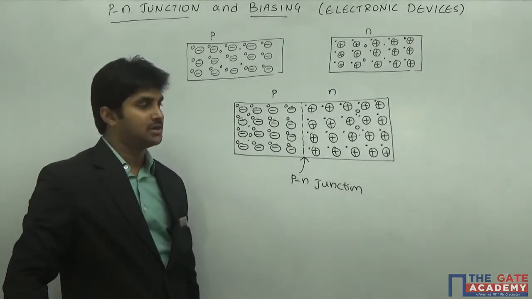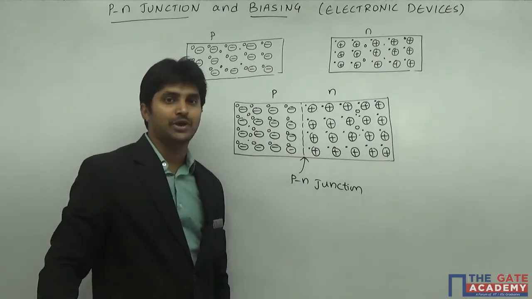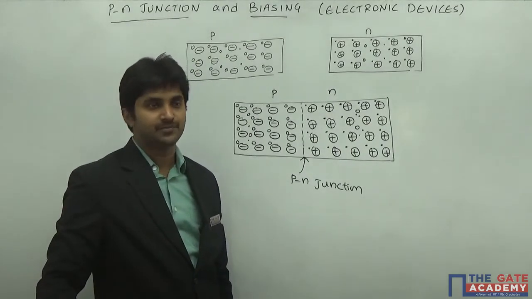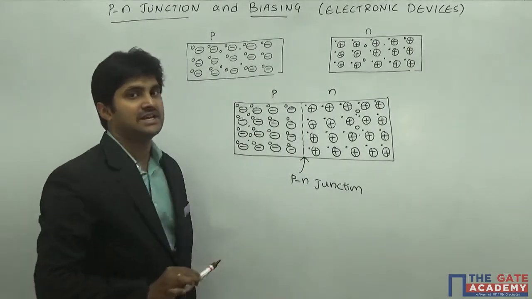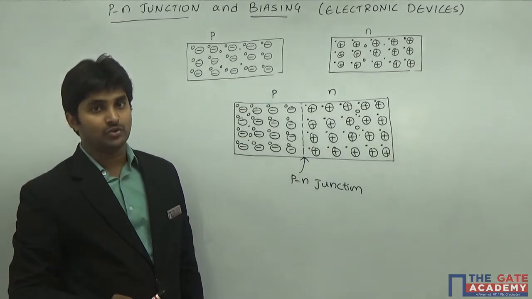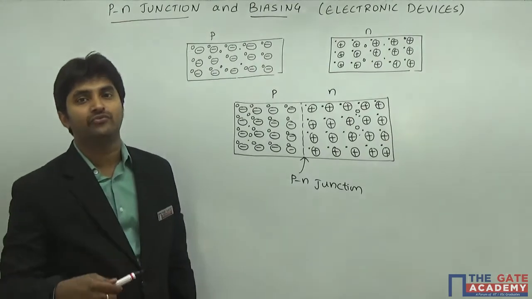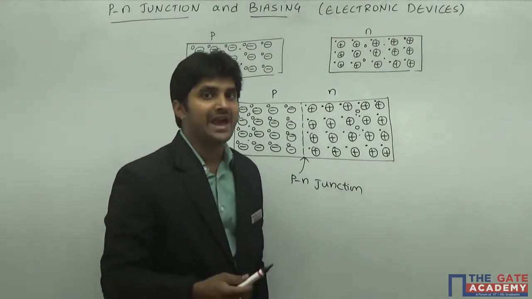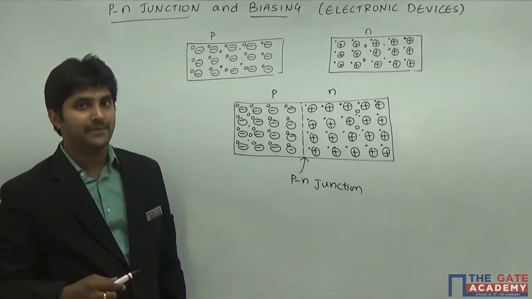where there is a merging of the p-type and n-type regions. Now it is very interesting, because one region is completely different from the other region. One region has holes as the majority charge carriers, and the other region has electrons as the majority carriers. So we know that whenever there is a high concentration of carriers at one end and a low concentration at the other end, what is going to happen?